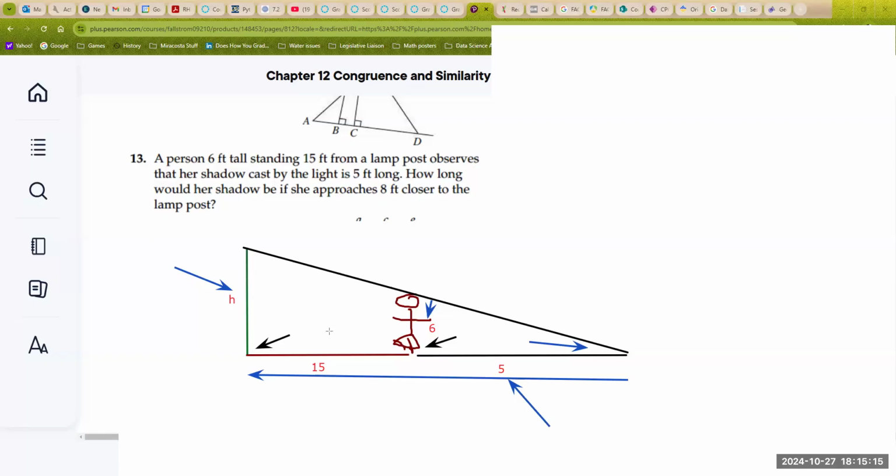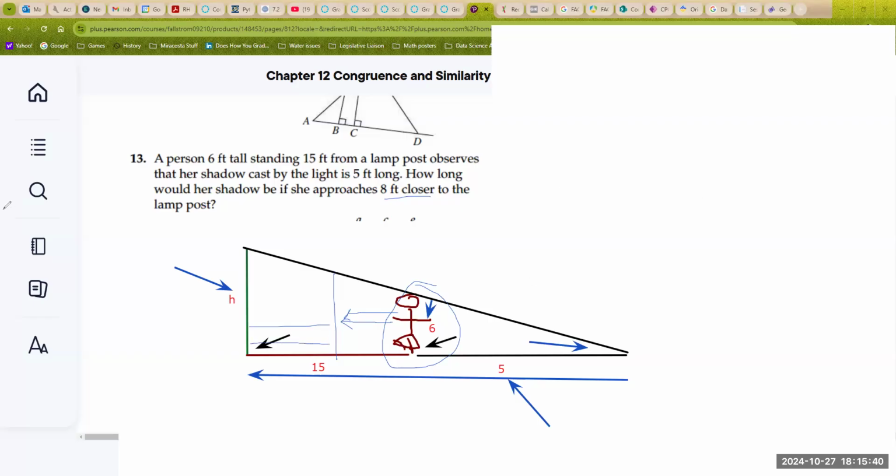Now, what's going to happen is this person, in their infinite wisdom, is going to say, okay, now I'm going to walk 8 feet closer to the lamppost. So I know exactly how far away she is from the lamppost. Now, right? So bring her closer. She was 15 feet away. Now she's 8 feet closer, which tells you how far away she is from the lamppost.